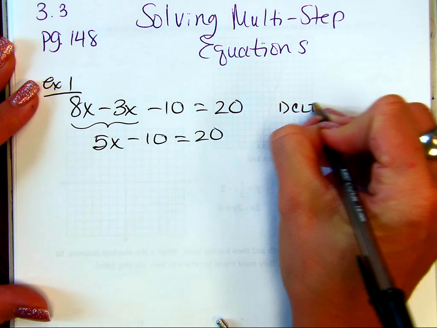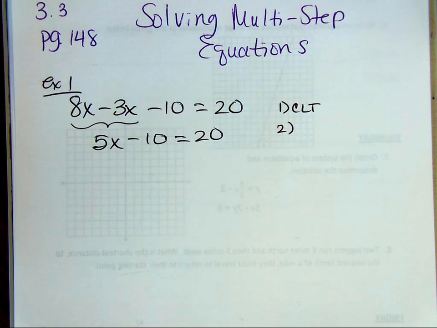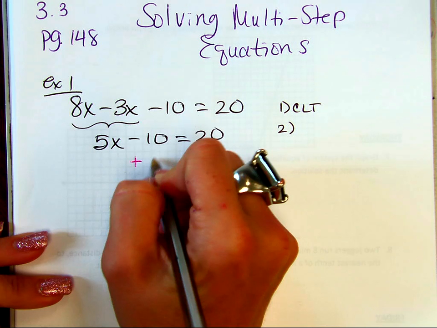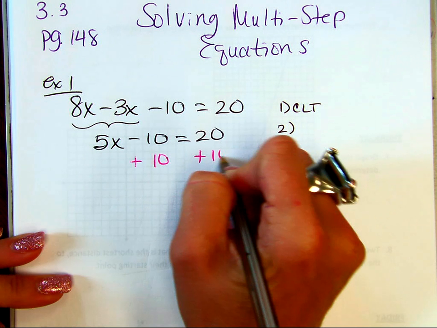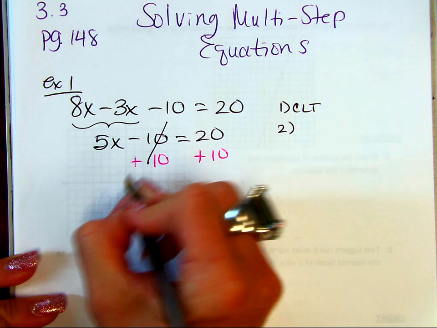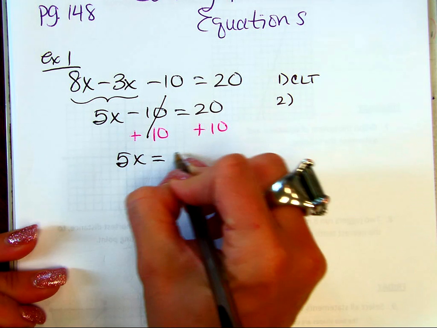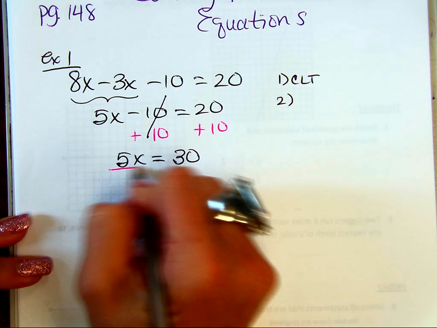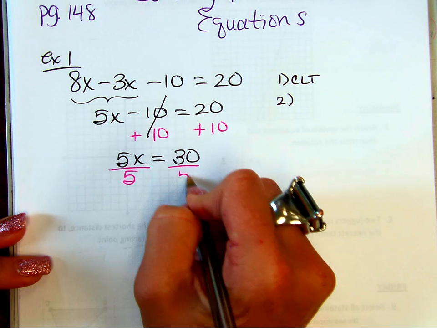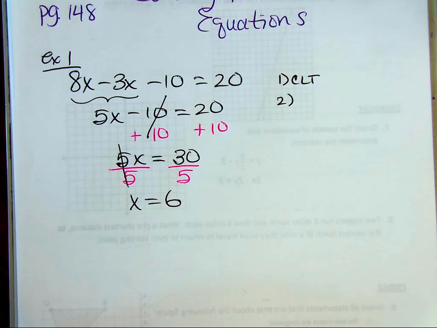And so my first step was to combine like terms, right? And once I combine like terms, it looks like a regular two-step equation, which I then will cancel out my constant and go from there. So cancel out your constant, keep that equation balanced. After you cancel this step out, what is the resulting terms that are left? 5x equals 30, and then you divide using the division property of equality, and x is 6.